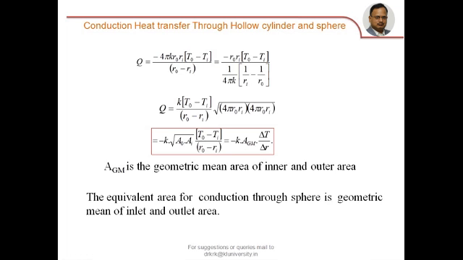Hence, conduction heat transfer through a sphere is minus k into geometric mean area of inner and outer surfaces into delta T by delta R. The equivalent area for conduction through a sphere is the geometric mean of inlet and outlet areas. In case of a cylinder it is the logarithmic mean of inlet and outlet areas. In case of a slab, the area inside and area outside is the same. It is A only. So I can say the equivalent area for conduction through a slab is the arithmetic mean of inside and outside areas, because A plus A by 2 is A again.